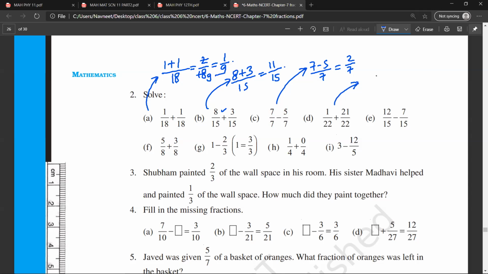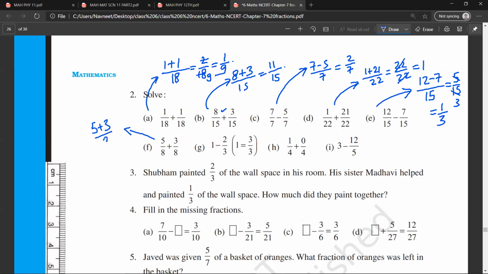This would be equal to? 22 by 22. Yes. This would be equal to 1. Okay. This would be equal to? 1 by 3. Perfect. Very nice. This would be equal to? 1 by 4. Very nice.